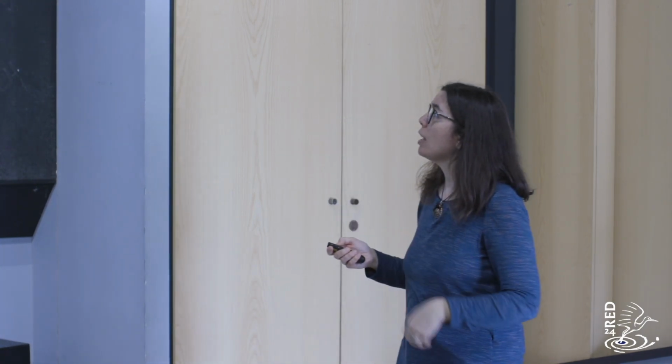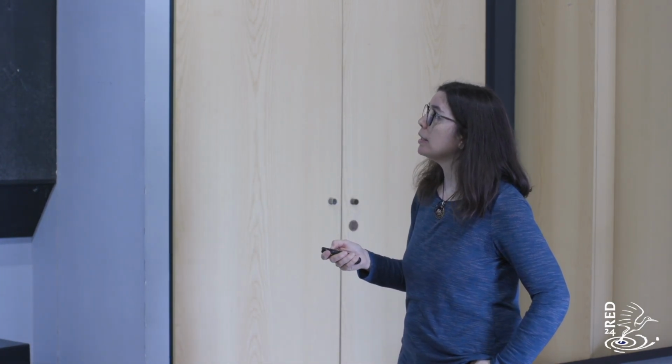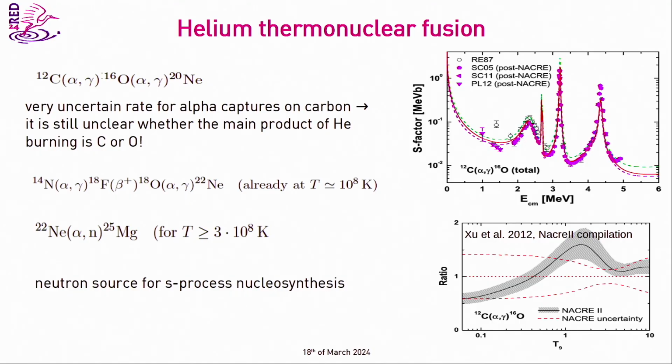So the thermonuclear helium fusion is also accompanied by captures of alpha particles on carbon that yields both oxygen and neon-20. And this reaction rate, so here you have observations of reaction rates. This is the energy in the center of mass of the reaction. And this is the S factor, which is a part of the cross-section. And what you have is a model in red. And the points are measurements in experiments.